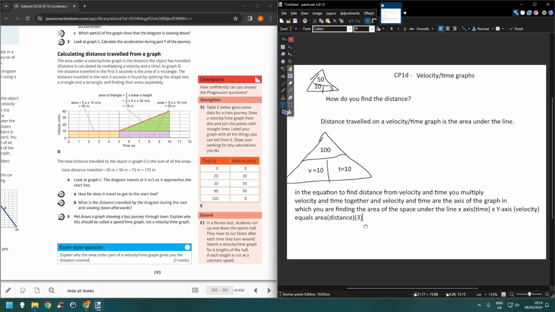So that is velocity time graphs. The main thing to take away is the fact that distance travelled on a velocity time graph is the area under the line. Very important. If you're going to remember anything of this, remember this line.